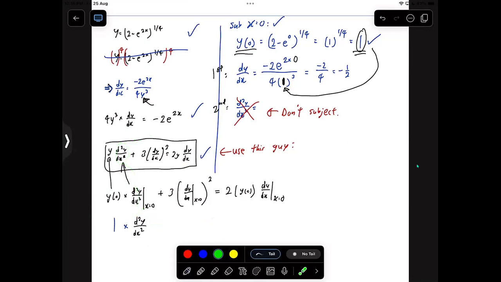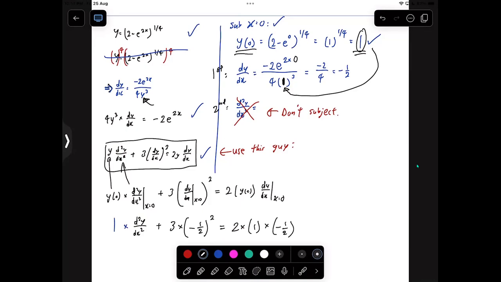So I'm just being lazy here. Technically, I should put a line x equals 0, but I just write this notation. I hope you're not confused now. Then plus 3 times dy by dx when x equals 0. We already found out it's -half. -half squared equals 2 times this guy is 1 times that guy, dy by dx when x equals 0, which is -half.